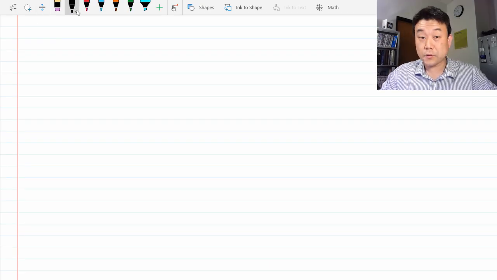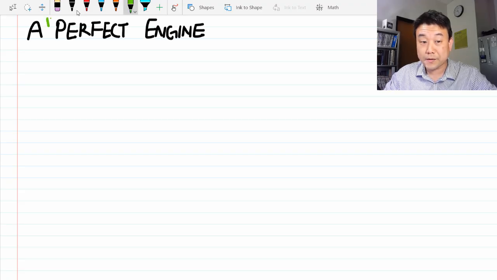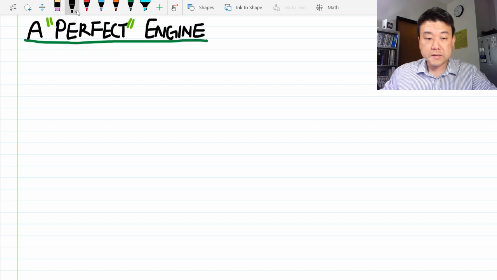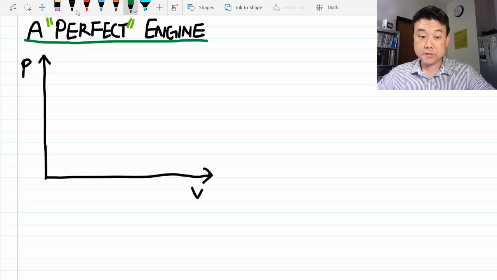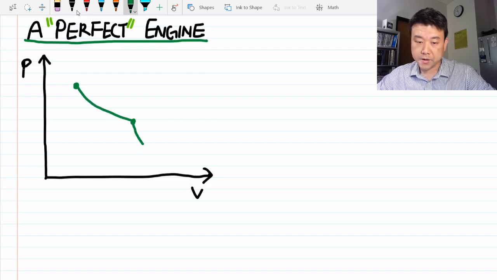Hi, in this short video, I would like to look at an example of a perfect engine. Here the perfect should be in quotes, because what we are going to describe would actually be an impossible engine. So let's start with an example of an engine that somebody already tried to make perfect. That would be the Carnot cycle. You have seen it before. It consists of isothermal expansion, adiabatic expansion, isothermal contraction, and adiabatic contraction.